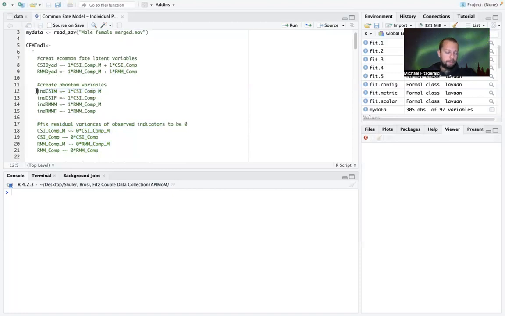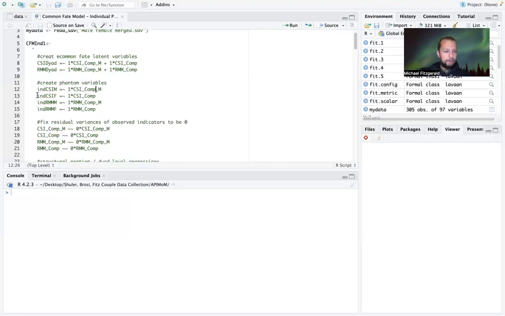I've named each one with IND at the beginning for individual, so it's individual perceptions of the couple satisfaction index, CSI, and then M is for male. That is my coding scheme. I have the observed variable that's actually in my core data set as the indicator, and that factor loading, that lambda, is fixed to 1. I do that again for each of the variables on both sides, both endogenous and exogenous.